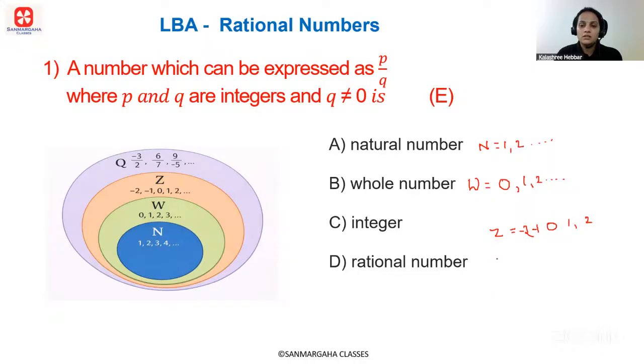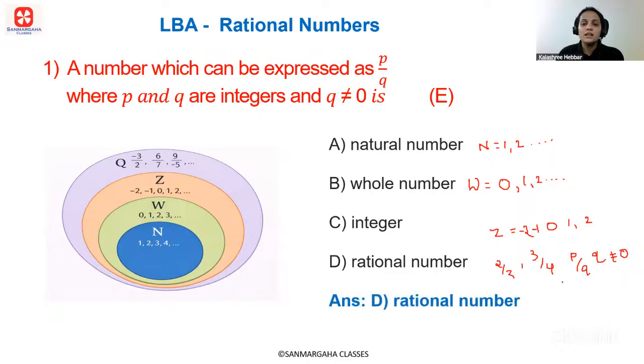A rational number is usually 2 by 3, 3 by 4. That is nothing but a number which can be represented in the form of p by q, where q is not equal to 0. So the answer is option D, that is rational number.